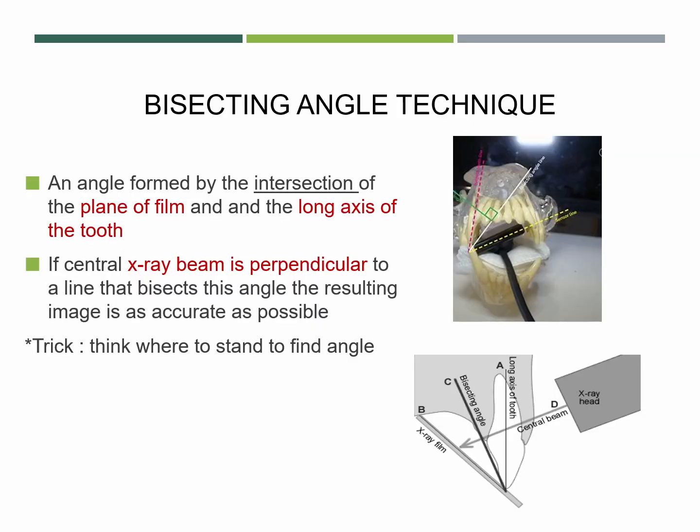So, bisecting angle. An angle is formed by the intersection of the plane of the film and the long axis of the tooth. So you're looking at the tooth, and trust me, you're going to use a lot of, we have little sticks. You're going to use the sticks in your film to find your angles. If the central X-ray beam is perpendicular to a line that bisects this angle, the resulting image is as accurate as possible. Trick. Think where to stand to find the angle.